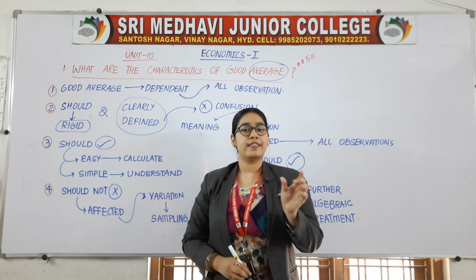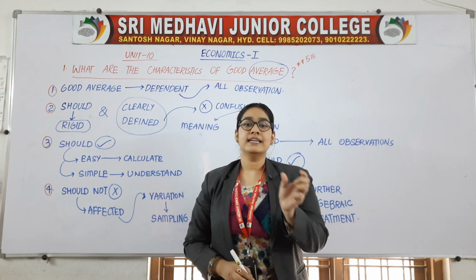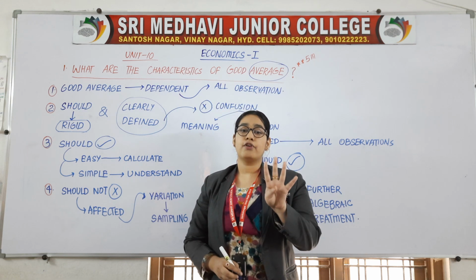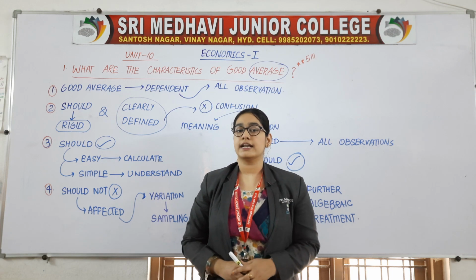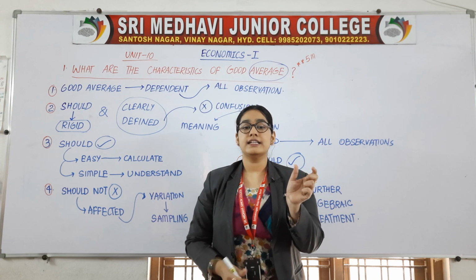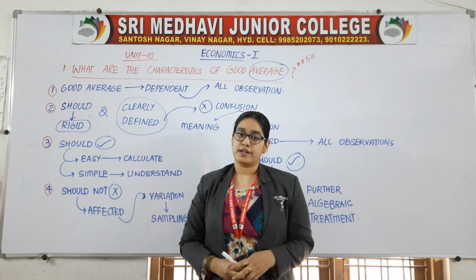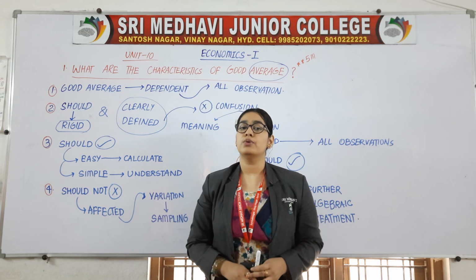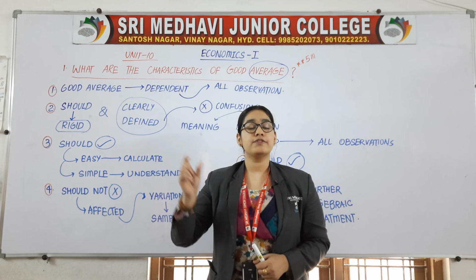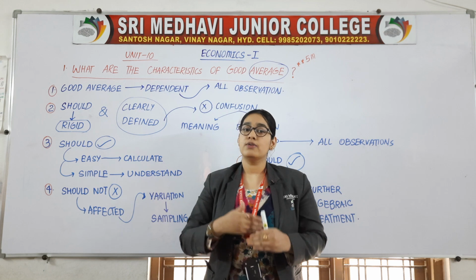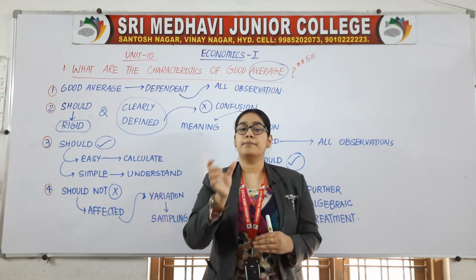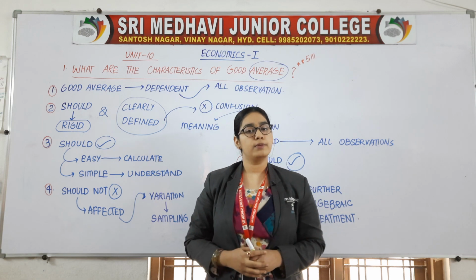Imagine that there are 60 girls and 40 boys in a class. How many students are there? 60 girls and 40 boys. And I'm asking you, can you tell me what is the average of this class? So how can you tell the answer? You can tell the answer by using a small formula.